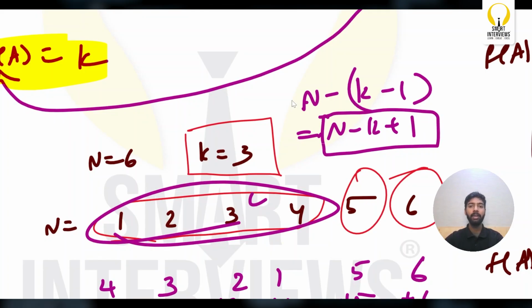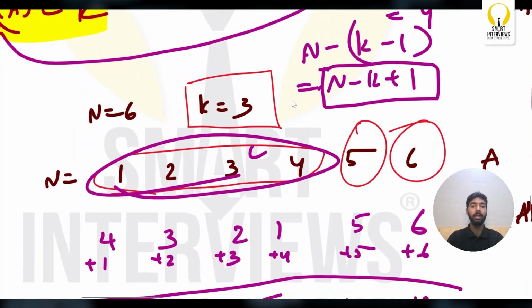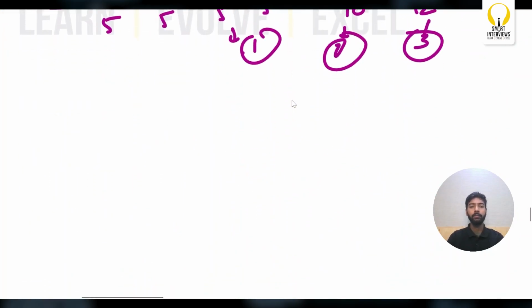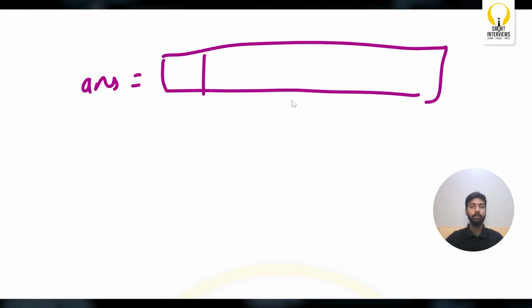You can take the example. N was 6. 6 minus 3 plus 1 will give me 4. So do you see the first 4 elements need to be reversed? And we reversed them. So how do I find the answer? We can simply have an answer array initialized to size 6, 0, 1, 2.